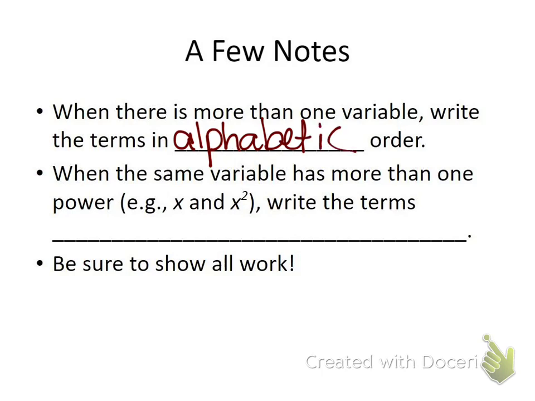When the same variable has more than one power, write the terms in what order? So like, for example, if it's x and x squared, I write my terms in what order? Write the terms in greatest to least. Good.